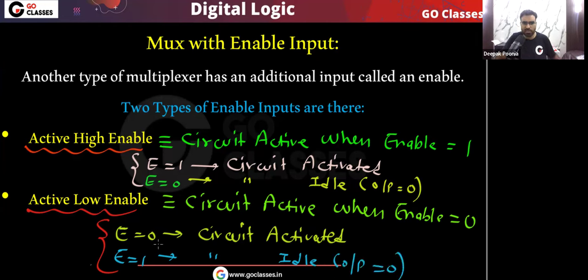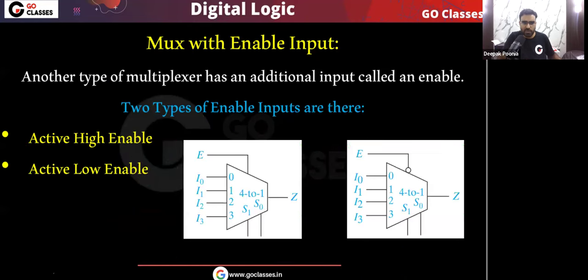So there are two types of enables. One is active high enable, another is active low enable. Active high enable means the circuit will be active if the enable is high. Active low enable means the circuit will be active when the enable is low, when the enable is 0. Very simple.